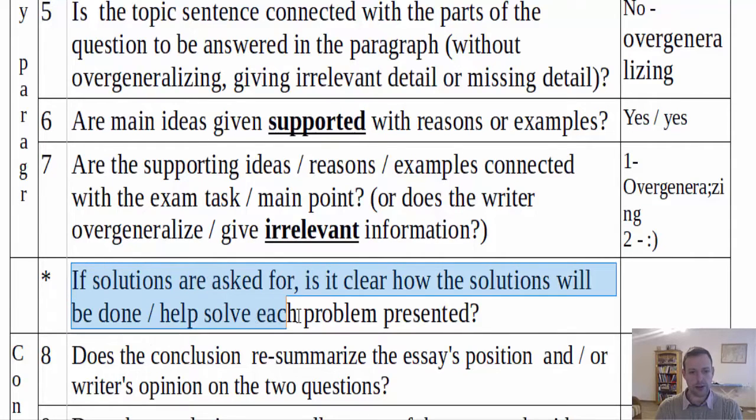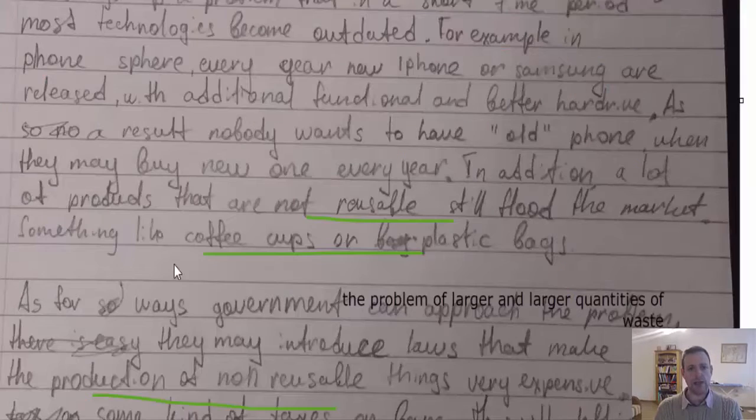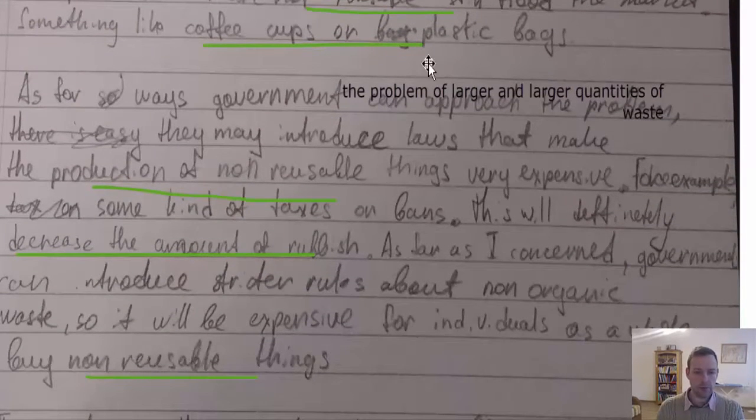If solutions, is it clear how the solution will be done to help solve each problem presented? A good one here is, when you're writing about the solutions, to refer back to the specific problem. As for ways the government can approach the problem of larger and larger quantities of waste, they may introduce laws that make the production of non-usable things very expensive. For example, some kind of tax and bans. This will definitely decrease the amount of rubbish.